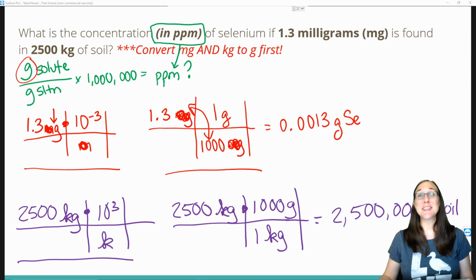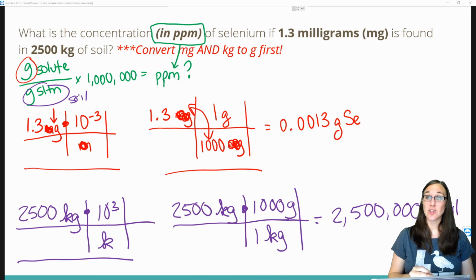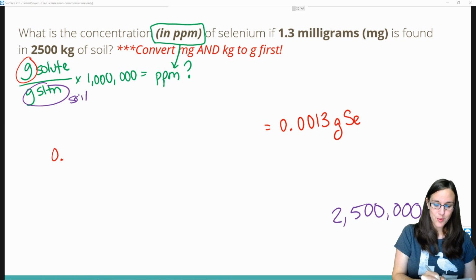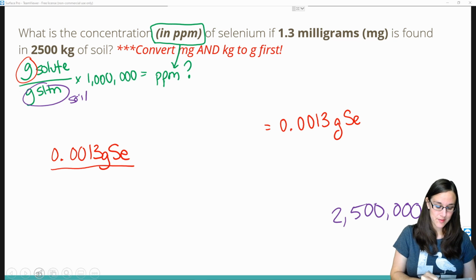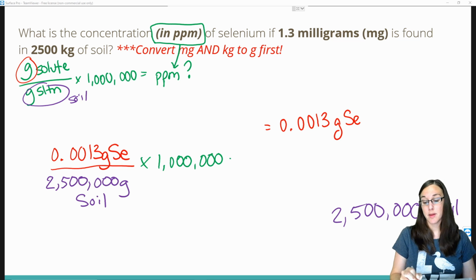Sorry, my head's in the way again. So we need to plug and chug that back into our equation. My soil is going to be my grams of solution, and my selenium is going to be the thing that's dissolved in the solution, so that would be my solute. All right, so we've got 0.0013 grams of selenium divided by, just following our equation here, our soil amount, which is 2,500,000 grams of soil. And we're going to multiply that by 1 million, since we're solving for parts per million. And that should give us our ppm value.